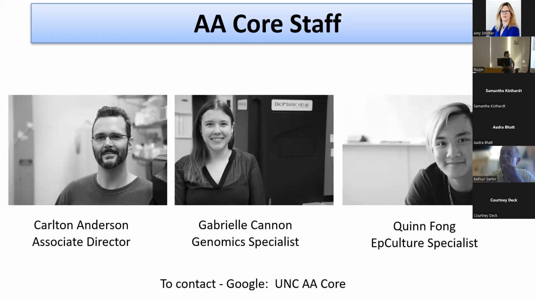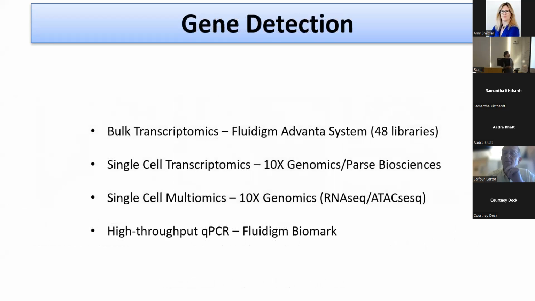If you want to contact any of these people, I think the easiest thing to do is just Google UNC-AA Core. It'll take you to the web page, and you can see where all the services are. You can click on the individual service, see pricing, see what the technology is, and who to contact for that particular service.